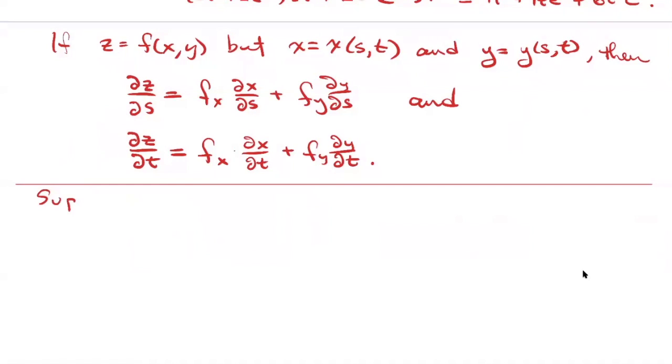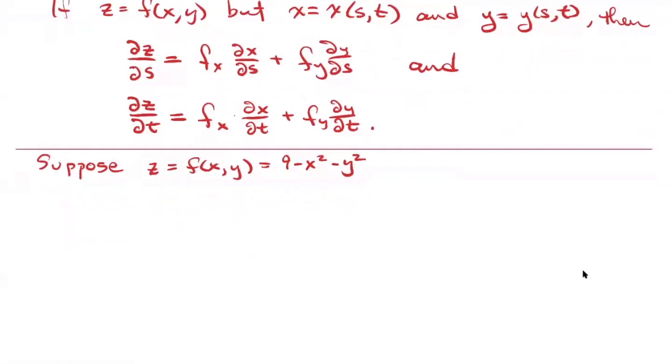Okay, so here's the next one. Suppose z equals f of x, y. And now that's going to be 9 minus x squared minus y squared. And we're going to have x be r cos theta. So I'm just putting x and y into polar coordinates. So y is going to be r sine theta. So let's do a derivative with respect to r and theta. We're just switching over to polar coordinates.